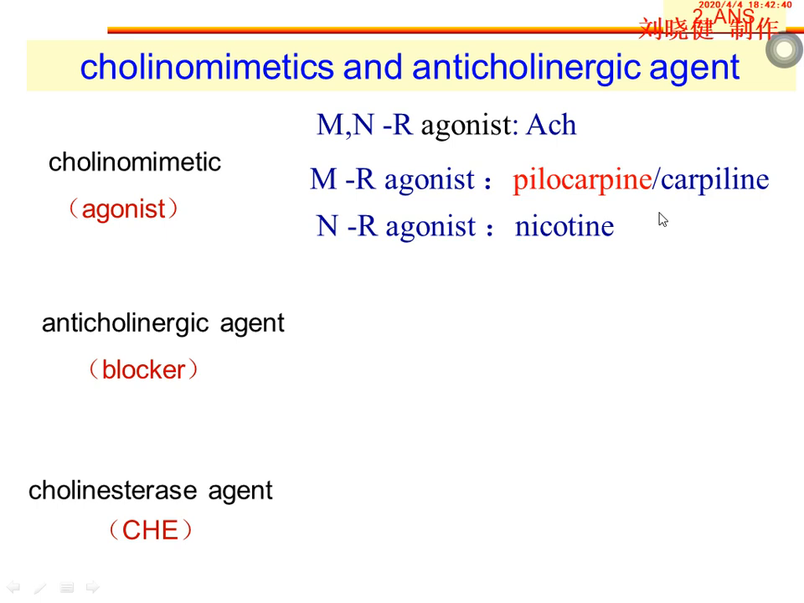You must master its pharmacological effect and its clinical uses. It's very important. There are three responses of the eye to pilocarpine. Do you still remember that? They include miosis, decreased intraocular pressure, and cyclospasm, mainly used to treat glaucoma and iritis. You remember? N receptor, nicotine.